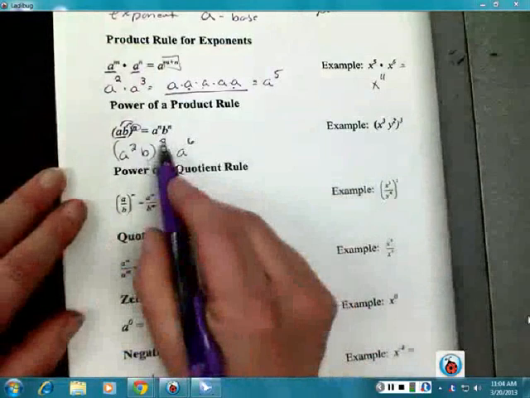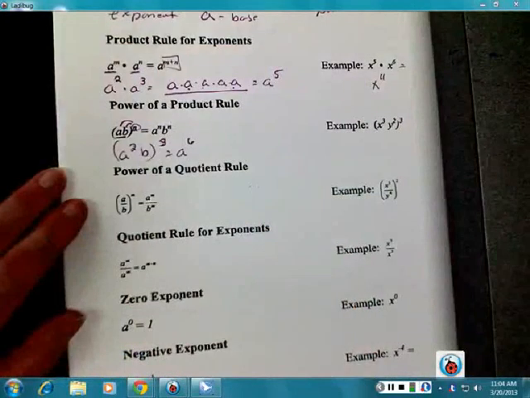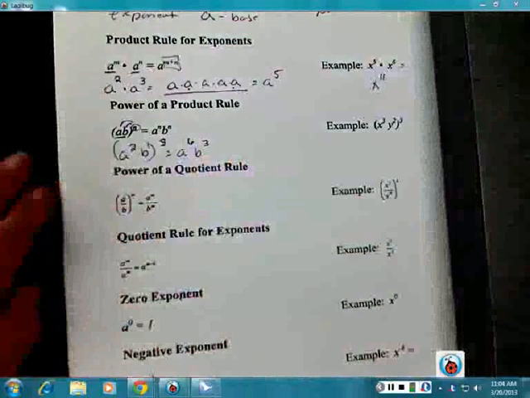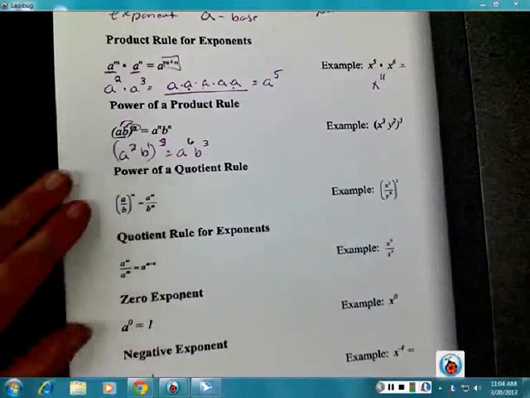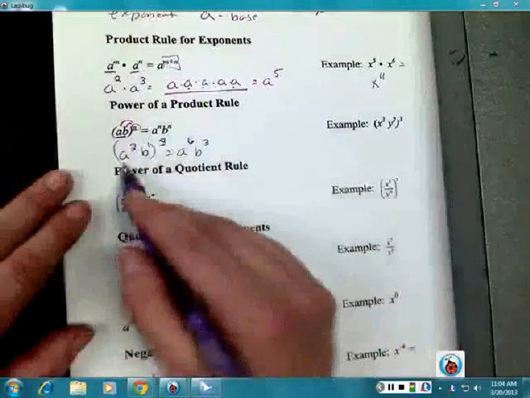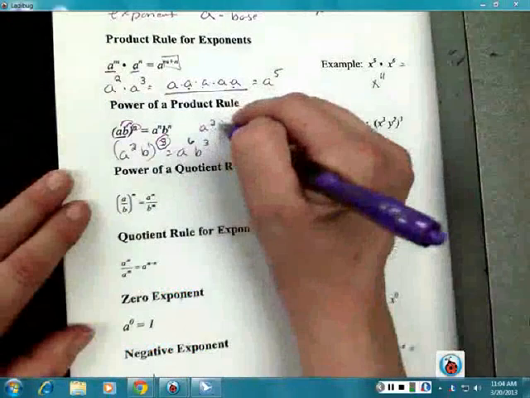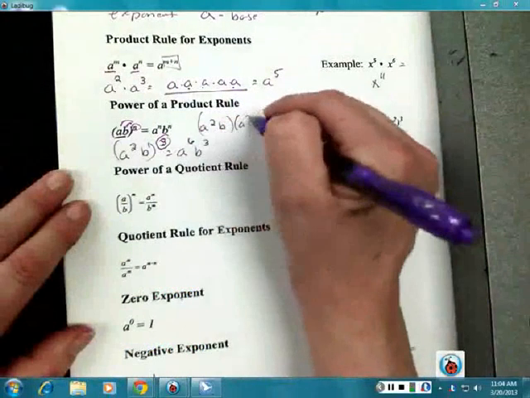3 times, what's on b? If there's no exponent, there's a, what there? There's a 1, yep. So 3 times 1 is b to the third power, and so that would become my answer. The reason this happens is because this 3 tells me I want to see a squared b 3 times.